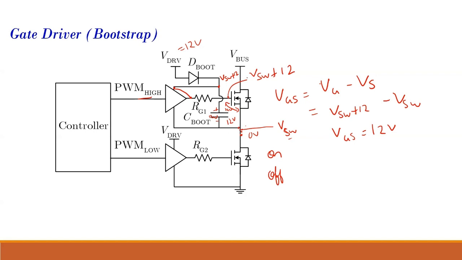Okay, this VG which I'm saying is with respect to this ground. This VS which I'm saying is also with respect to this ground. Sir, please repeat this. Everything I refer to is with respect to this ground. My VDRV, just 12 volt, is with respect to this ground.